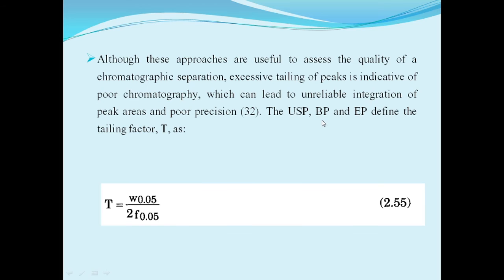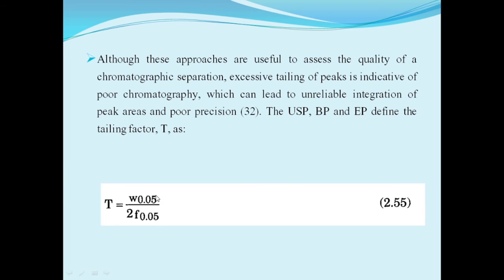The USP, United States Pharmacopoeia, British Pharmacopoeia and European Pharmacopoeia define the tailing factor capital T. Therefore, capital T is equal to W 0.05 upon twice F 0.05, where this W 0.05 is the width of the peak at 5% of the height.